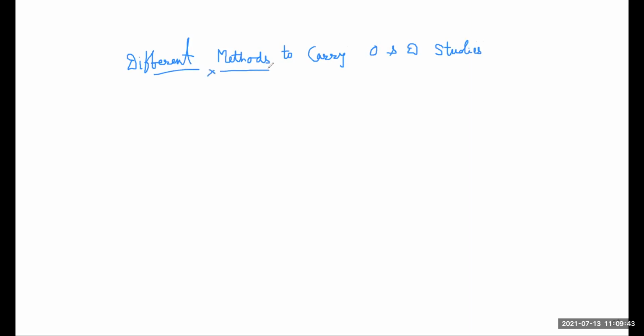So these are the different methods. From these we carry out the O and D study, that means origin and destination study. The first method with which we carry out our O and D study is your roadside interview method.